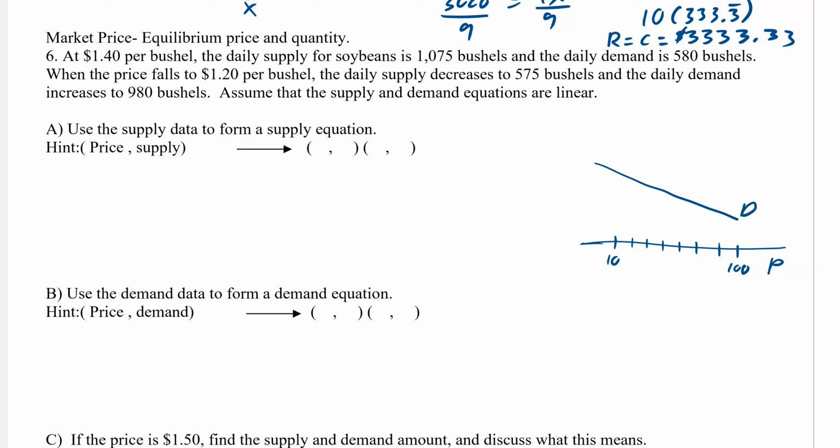Now, the supply equation is the other way around. So it's going to go up like this. So as you can sell things for more, people are going to want to sell it.